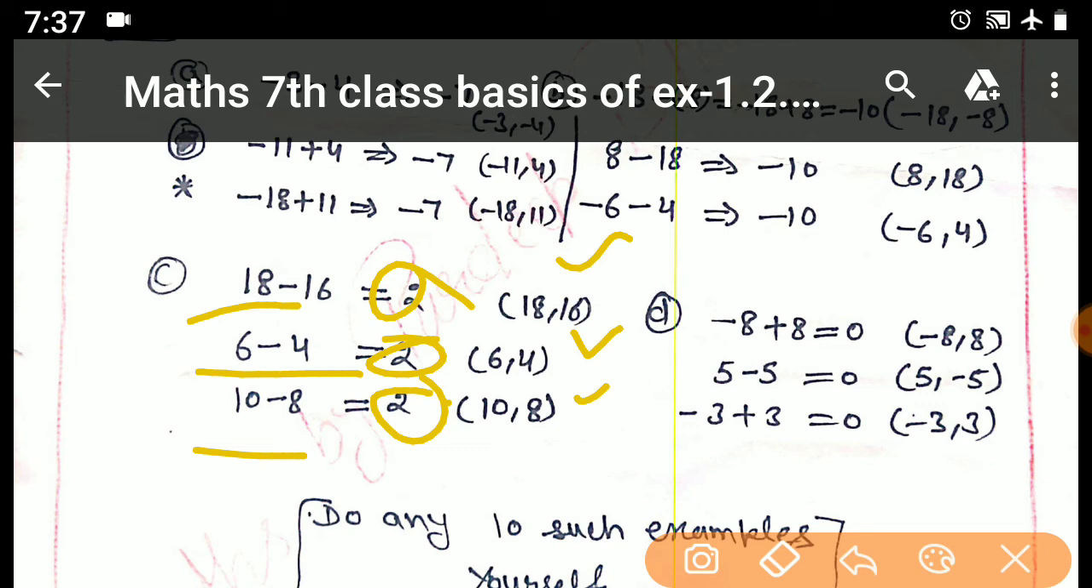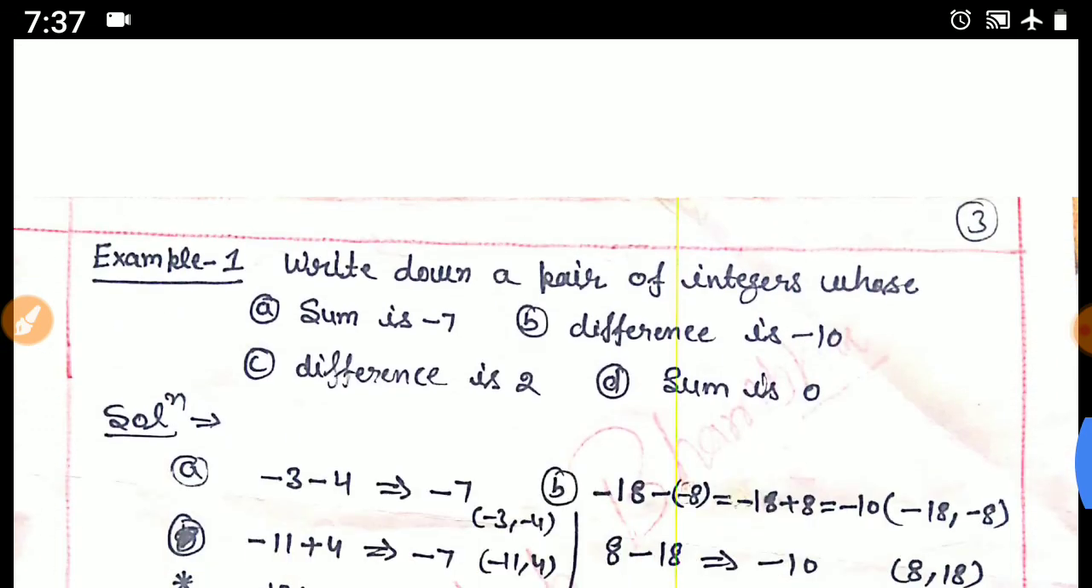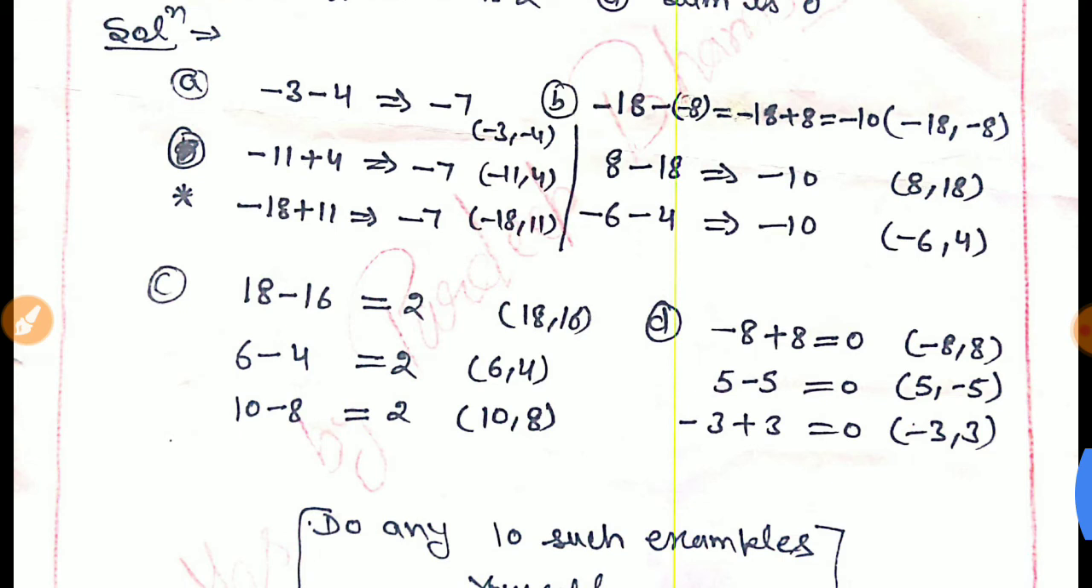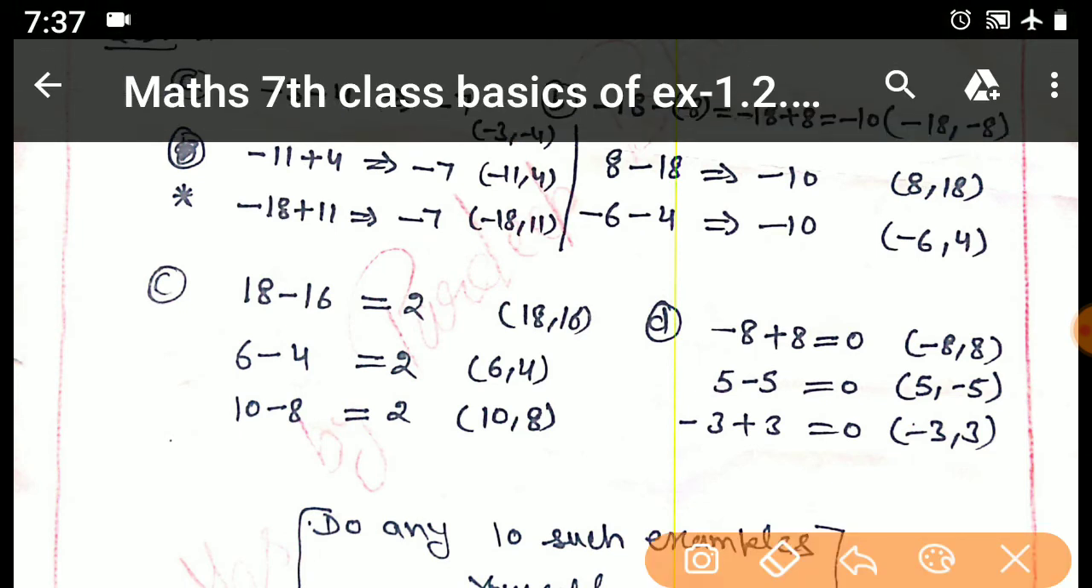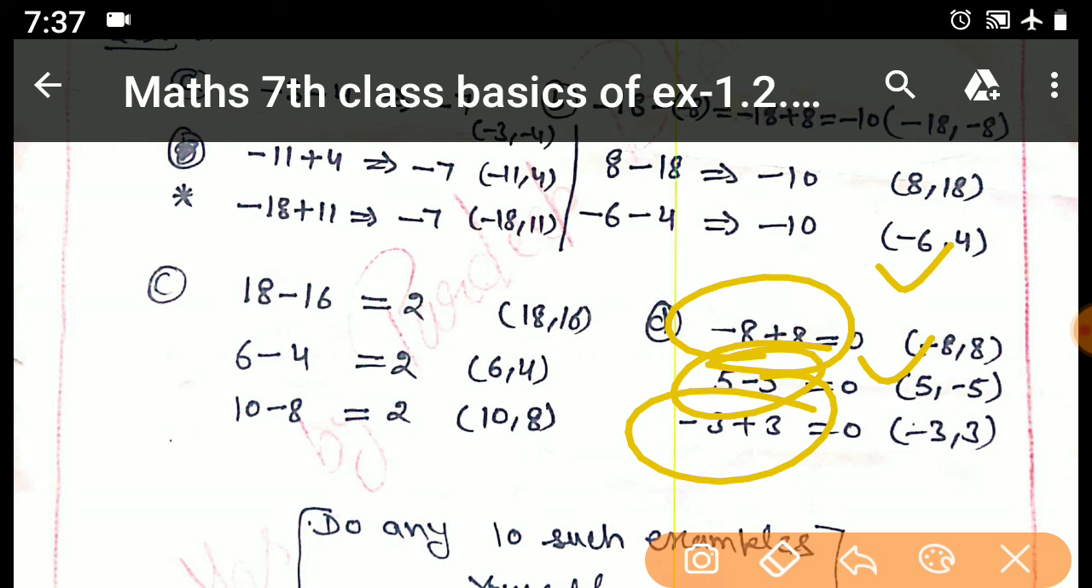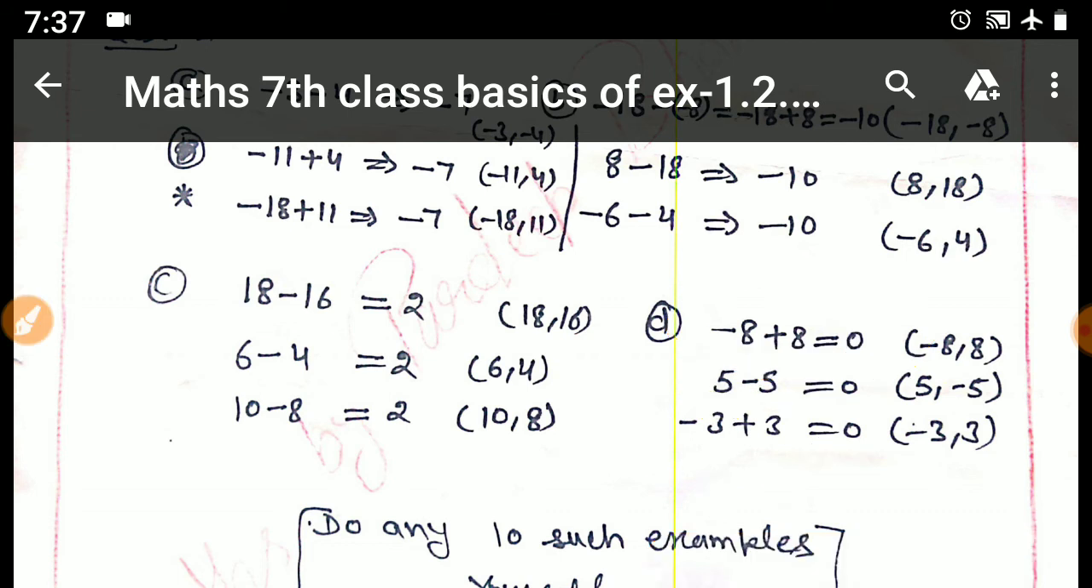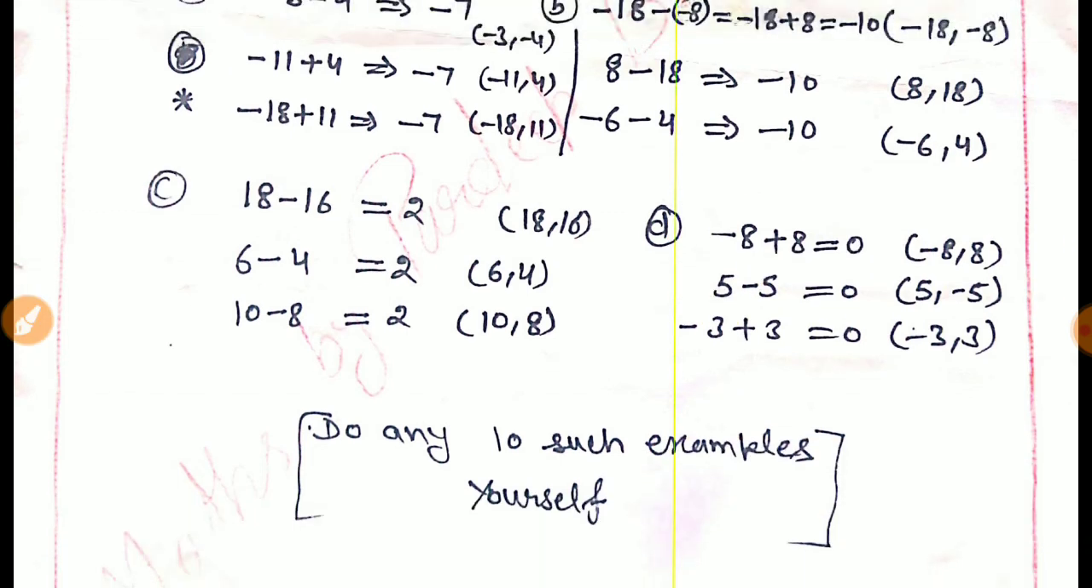Okay, and the last one is sum is 0. Then we have to add two numbers whose sum is 0. Minus 8 plus 8 will give us 0. 5 minus 5 will give us 0. Minus 3 plus 3 will give us 0. Okay, and you can take 10 such examples. You can try yourself to clear the concept.